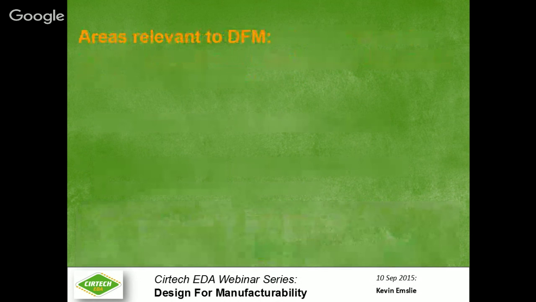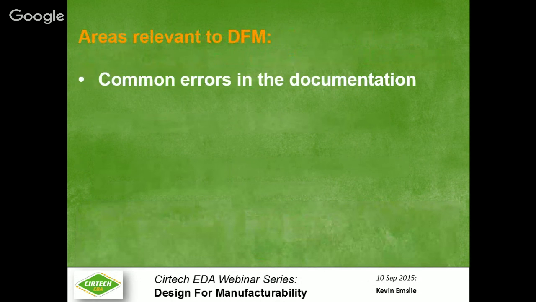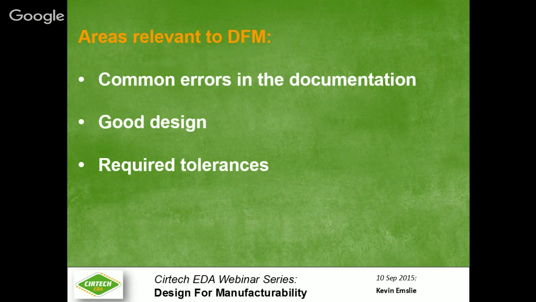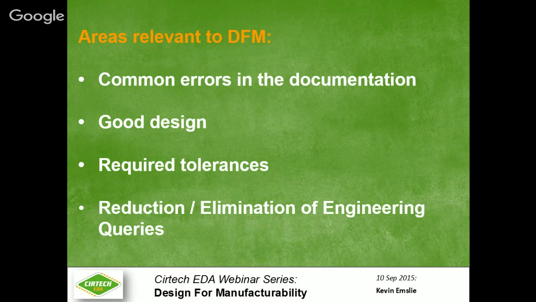Areas relevant to design for manufacture: common areas in the documentation, good design, the required tolerances, and reduction or ideally elimination of engineering questions or queries.